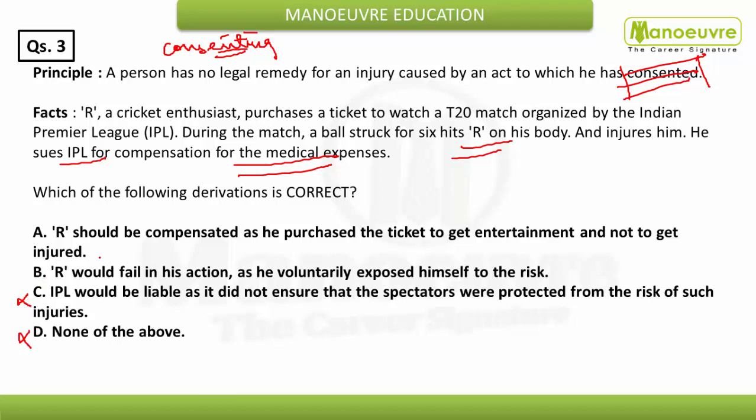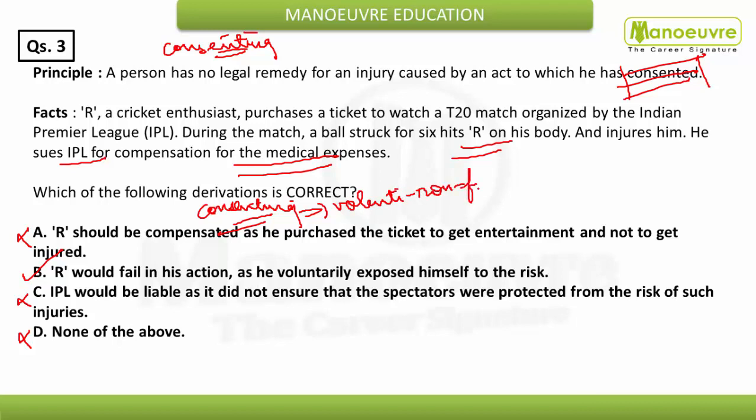R would fail in his action as he himself exposed himself to these risks is my correct answer choice, because once you are consenting, guys, once you are buying a ticket, once you are consenting, you are yourself permitting, okay? So it is volenti non fit injuria, volenti non fit injuria.